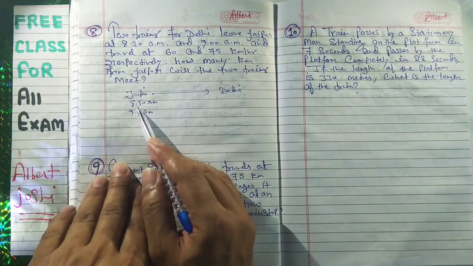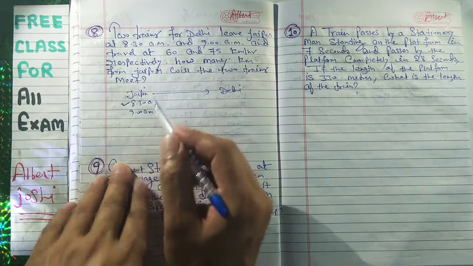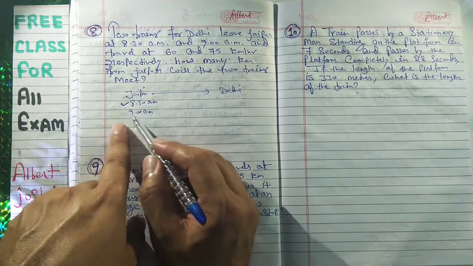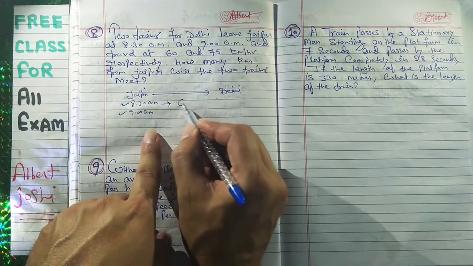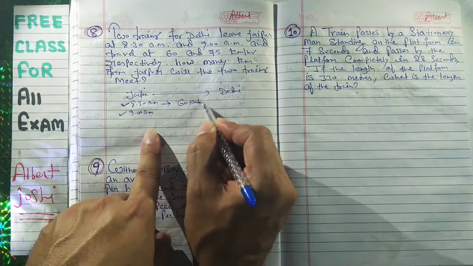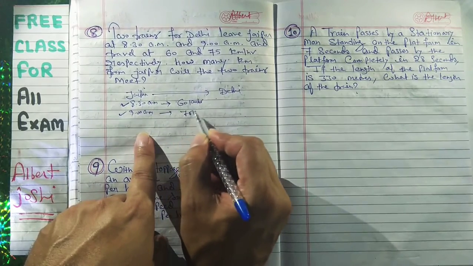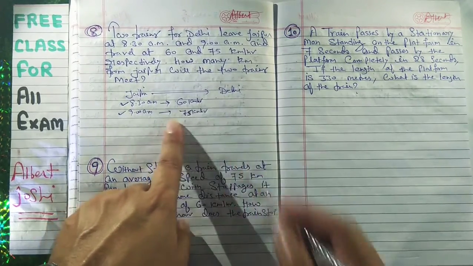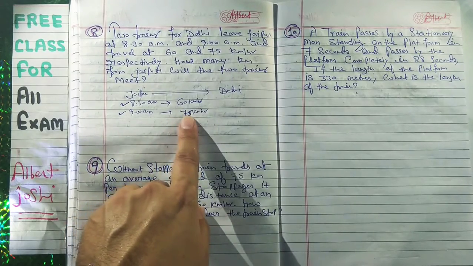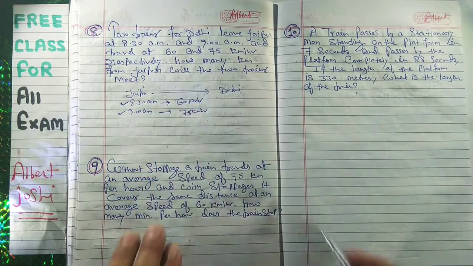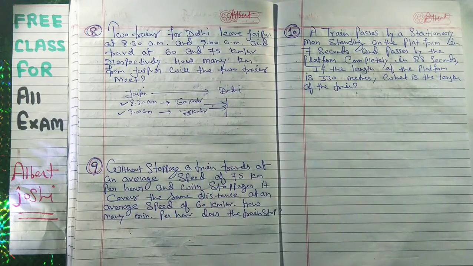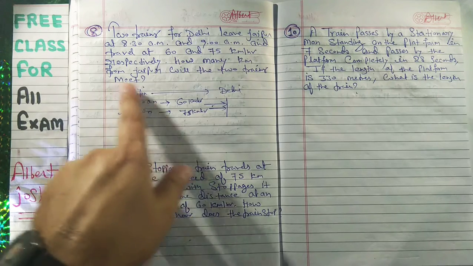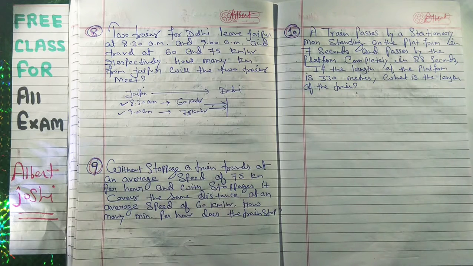You know that the first train has started at 8:30 am and this train is half an hour late, but its speed is 60 km per hour and this train has 75 km per hour. So it has more speed. It means that this train will meet the other somewhere. So we have to think when they will meet, and also we have to find the total distance. So how many kilometers from Jaipur will the two trains meet?